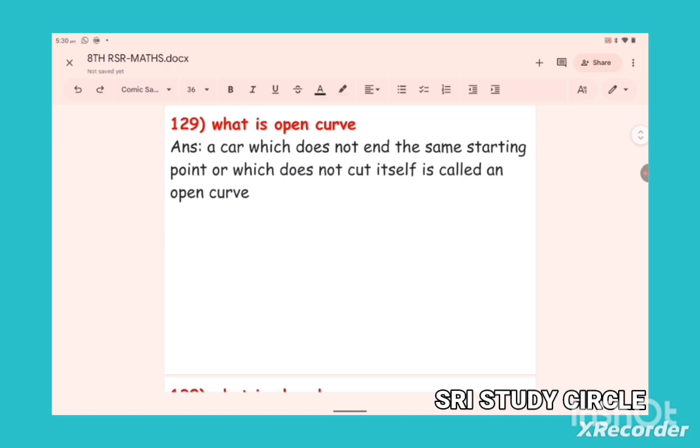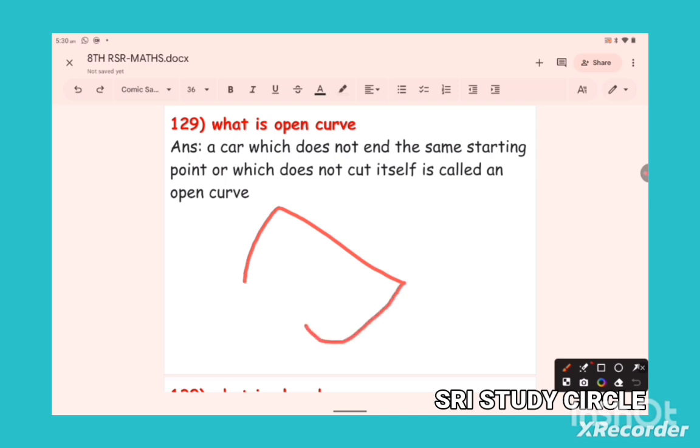What is an open curve? A curve which does not end at the same starting point. Suppose, for example, this is an open curve. A curve which does not end at the same starting point, or which does not cut itself, is called an open curve. If this is the starting point and this is the ending point, it is not closed. This is an open curve.